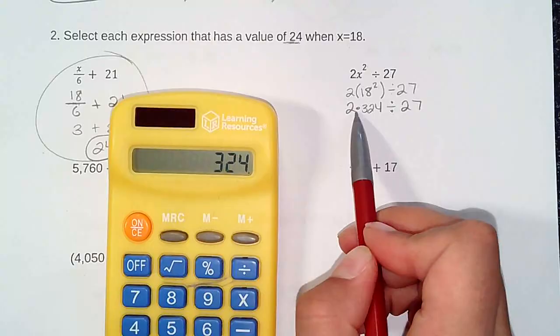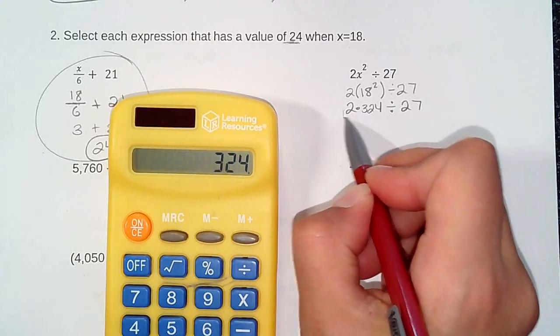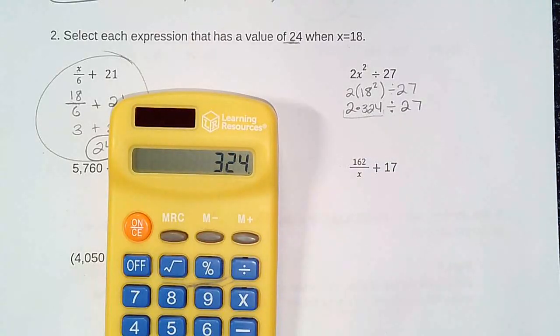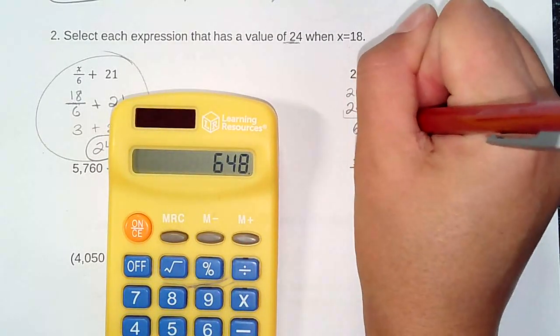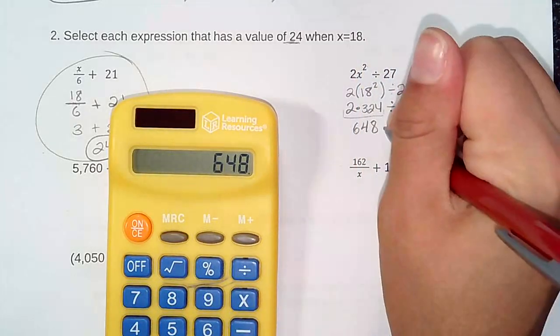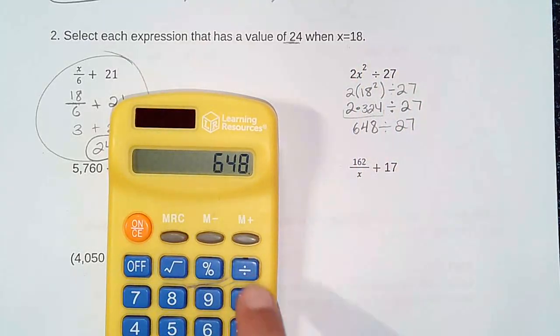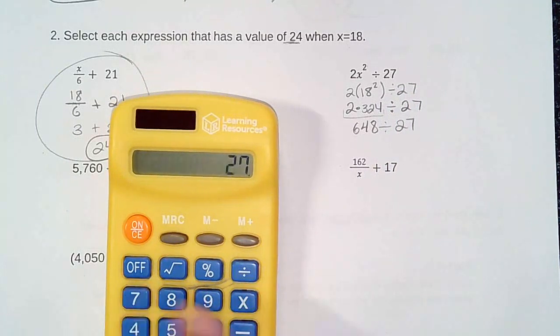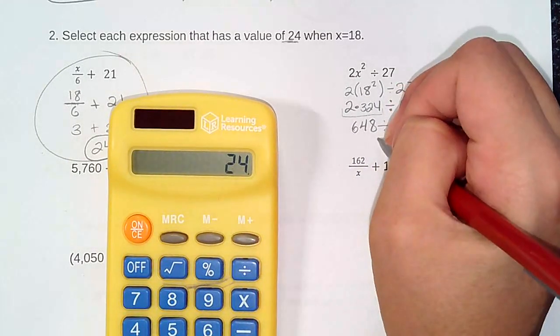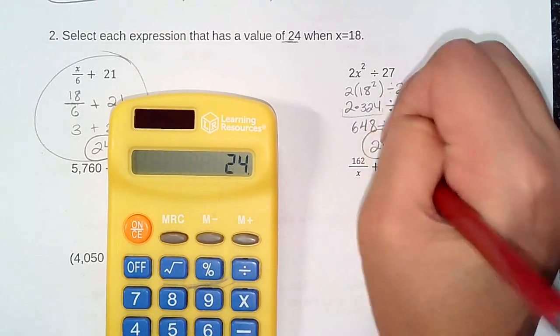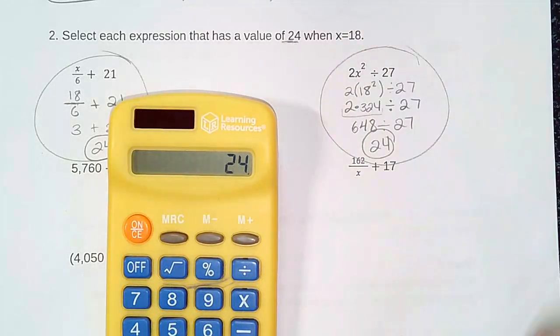Now, in order of operations, I have multiplication and division. Multiplication comes first. So 2 times 324, I get 648 divided by 27. And I get 24. So this is also a value of 24.